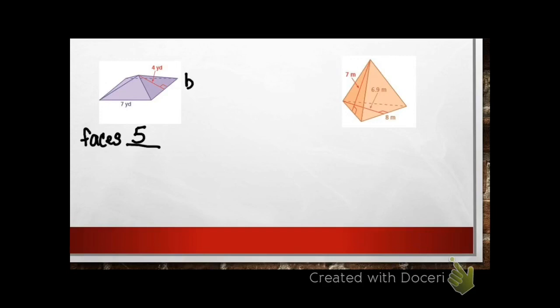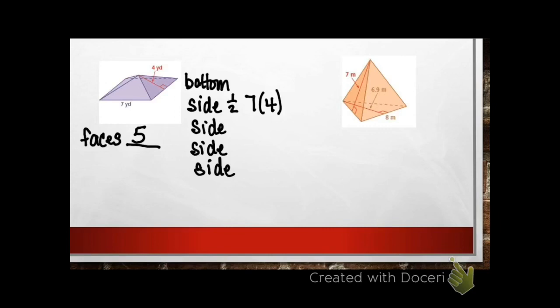So let's go ahead and let's write bottom. And then we're going to put side. All my sides are triangles, so I'll be using 1/2 of the base, which is 7 times 4. My bottom is a square, so I know it's going to be what? 7 times 7, because on a square, all the sides are the same. All right? And we know that 7 times 7 is 49.